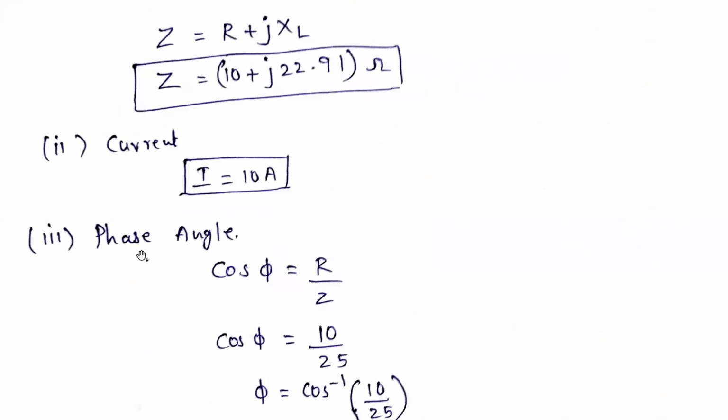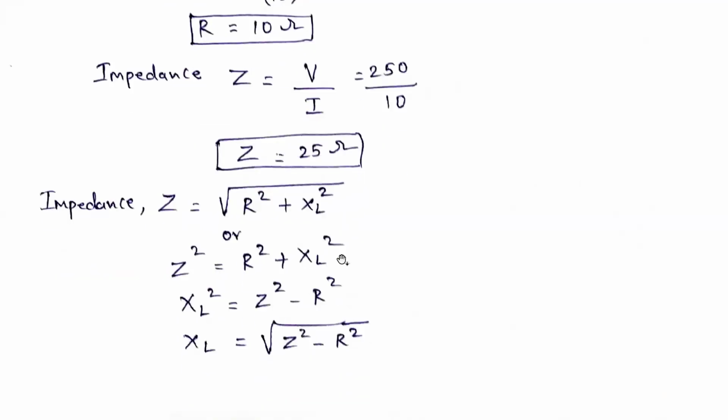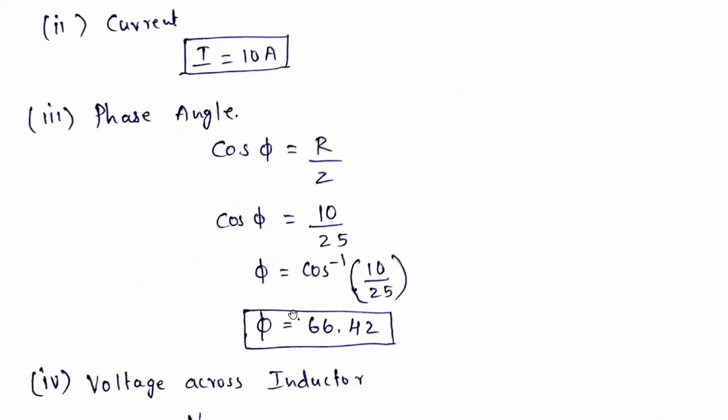Next is phase angle. Cos phi is equal to R by Z, using the impedance triangle that we have seen in our previous formulations. So cos phi is equal to R by Z. R is 10 divided by Z, which we calculated as 25 ohms. So cos phi is equal to 10 by 25, which means phi is equal to cos inverse of that. So the phase angle phi is equal to 66 degrees 42 minutes.